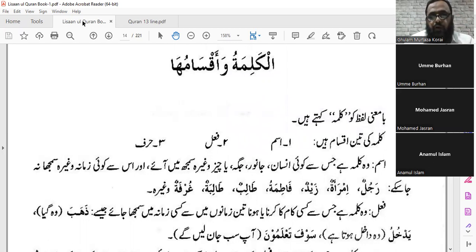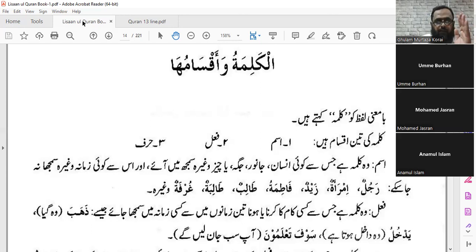Al kalimatu wa aqsamuha. Kalima, we know, is word, and we talk about the word and its types. Al kalimatu means a meaningful word, one that gives meaning. In Arabic there are three types of words. Number one, ismun, we call it noun. Number two, fi'lun, we call it verb. Number three, harfun, we call it letter. These are the three types of words, and we'll discuss them one by one. First of all, we are going to look at their definitions. Then we'll move towards the types of ism, the types of noun, one by one.